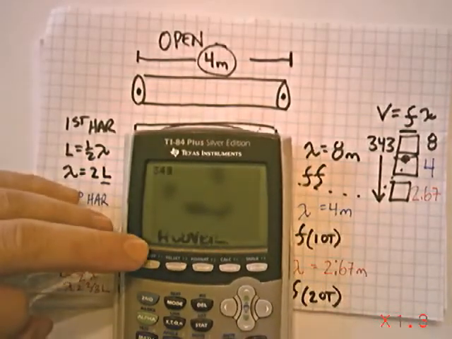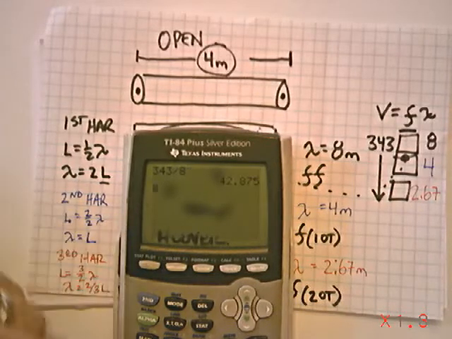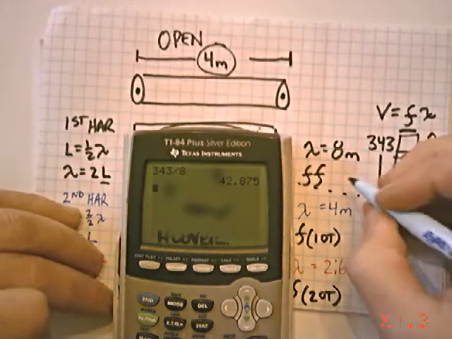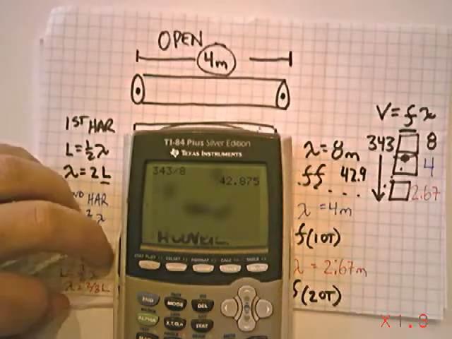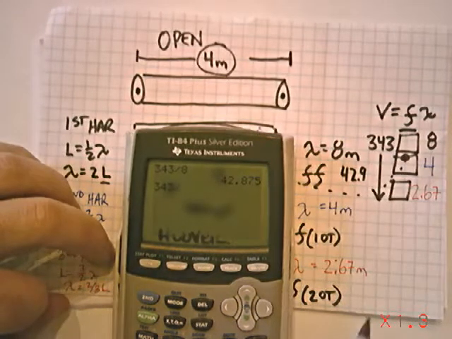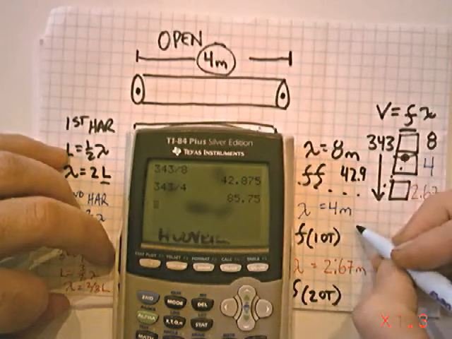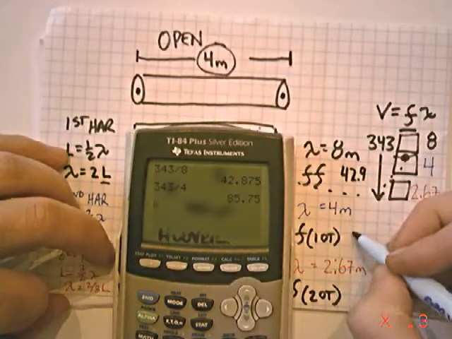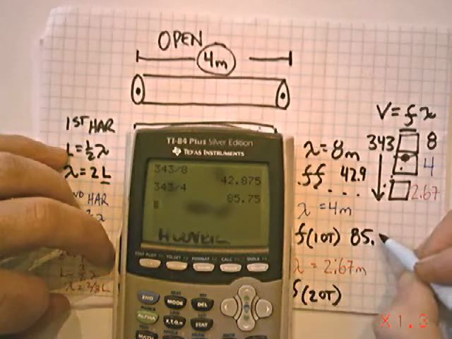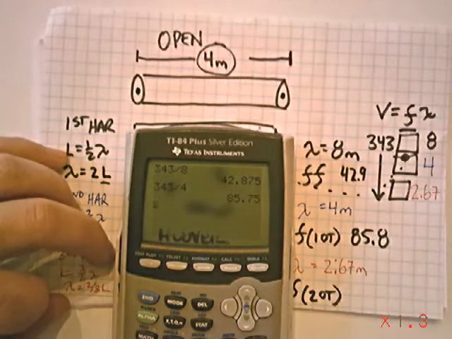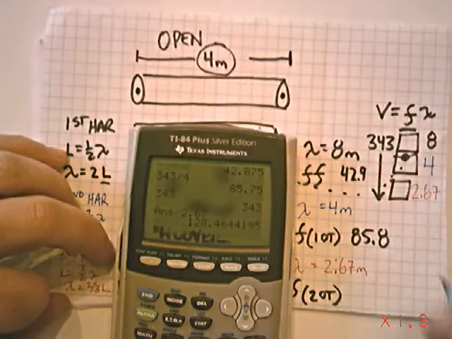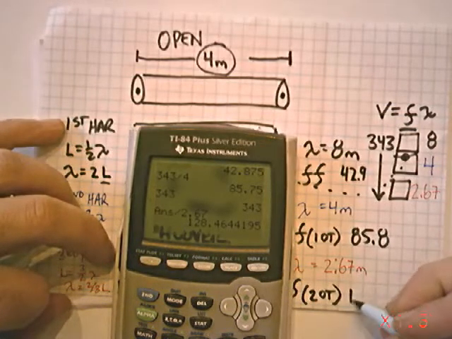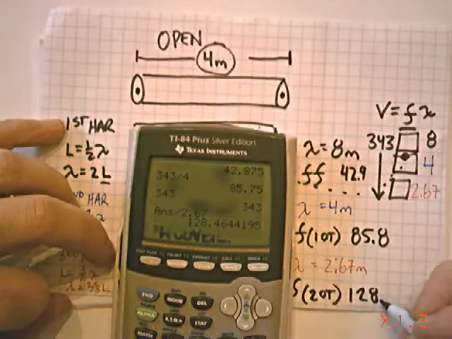So if I take 343 and I divide by 8, I get pretty much 42.9. So that's my fundamental frequency, 42.9. And then I can do it for the first overtone. So I can take 343 and divide by 4. Notice that I'm getting twice as much because it's the second harmonic, 85.8, let's say. And then if we divide by 2 2/3, we get this last number for the second overtone, 128.5.